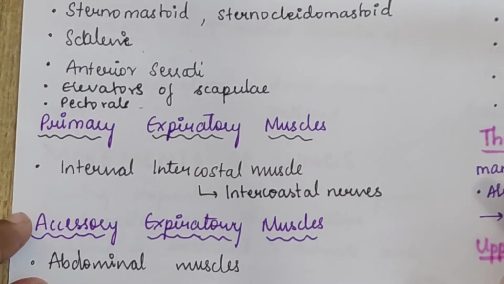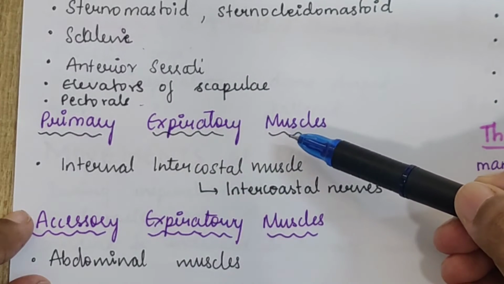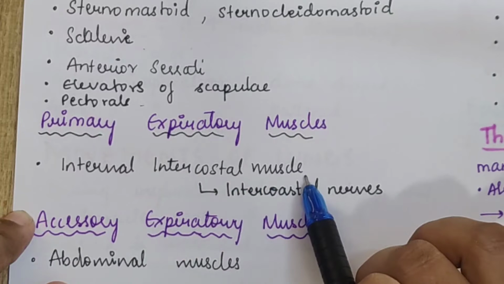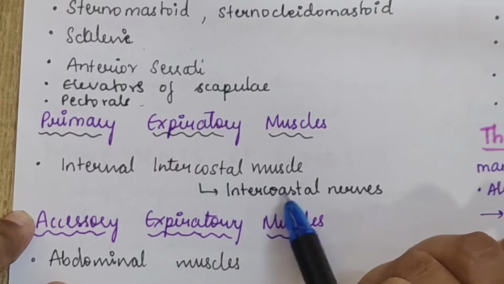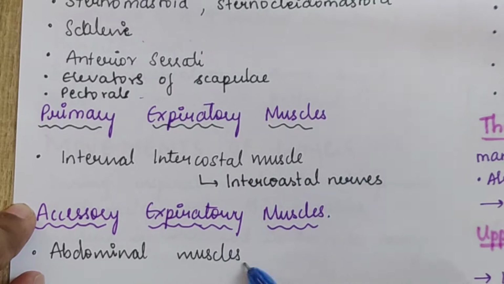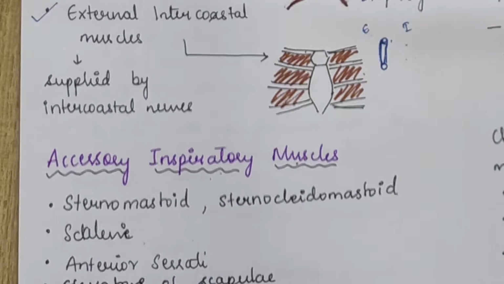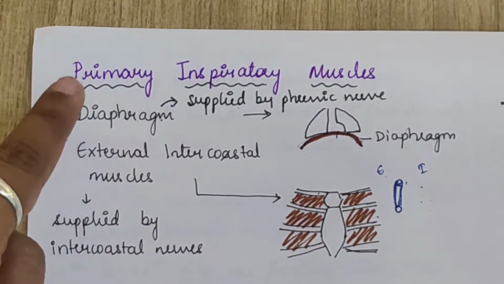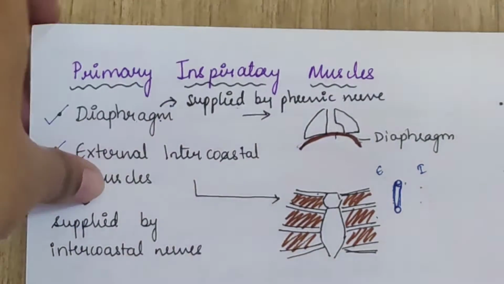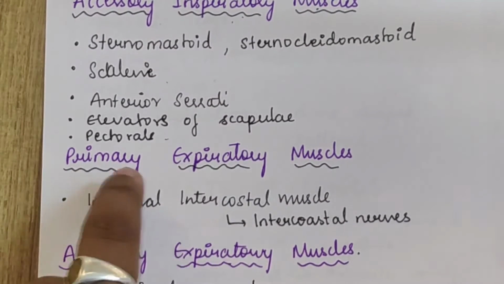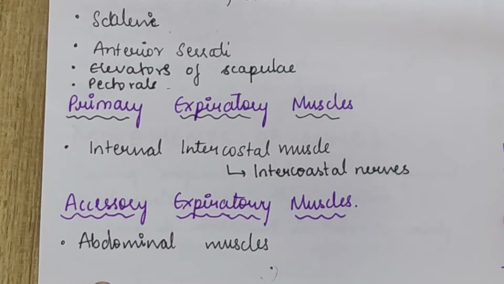We come to the primary expiratory muscle. The main one, as I told you initially, is the internal intercostal muscle, which is again supplied by our intercostal nerves. And the accessory expiratory muscles are our abdominal muscles. So basically, you understood: primary inspiratory muscles are the diaphragm and external intercostals. Accessory inspiratory muscles as listed. Primary expiratory muscles are the internal intercostals and accessory are the abdominal muscles. Hope this is clear for you.